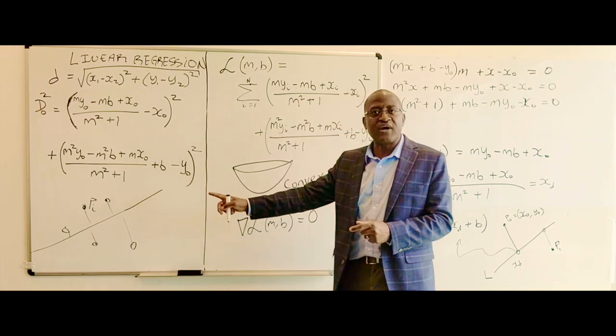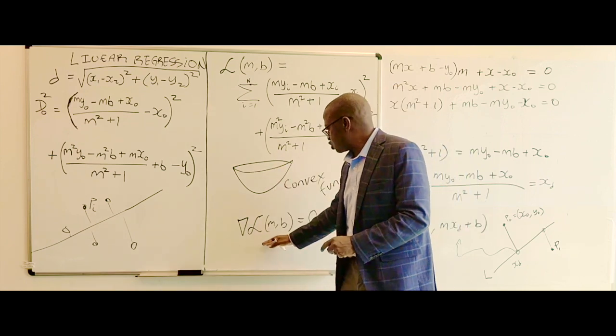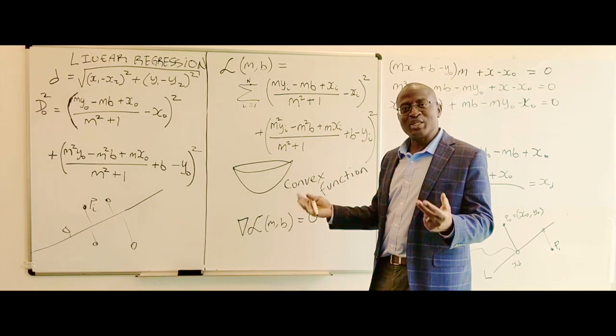Because all I need to define a line are 2 things, right? The slope and its y-intercept, and we're done. So when you solve this for m and b, when you get your m and b, you're done. And that's the linear regression problem.